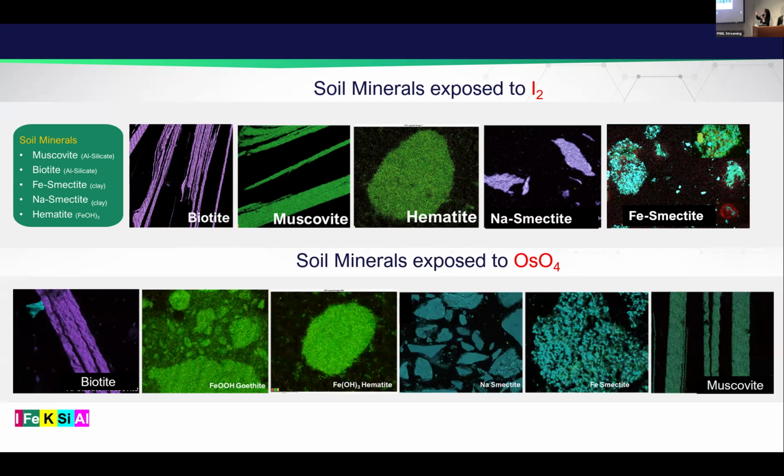When we do the same thing with osmium, again, those are soil minerals exposed to osmium. Now we don't see the signal of osmium in the smectite. So I'm pretty sure that osmium is only staining the organic carbon.